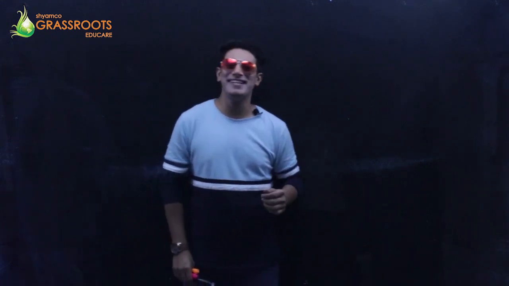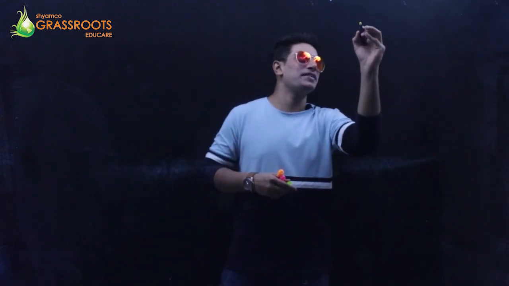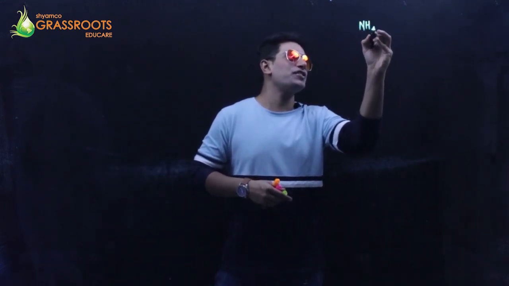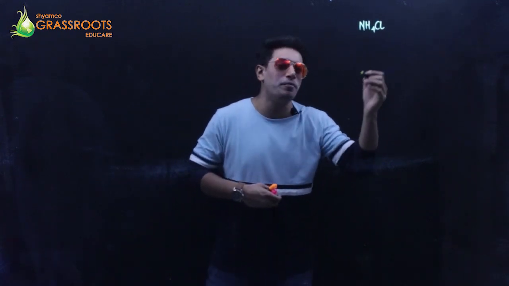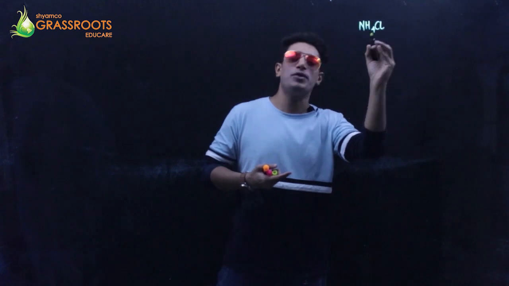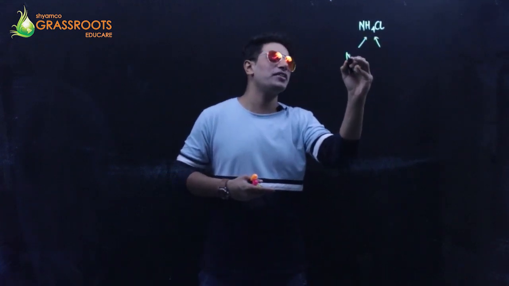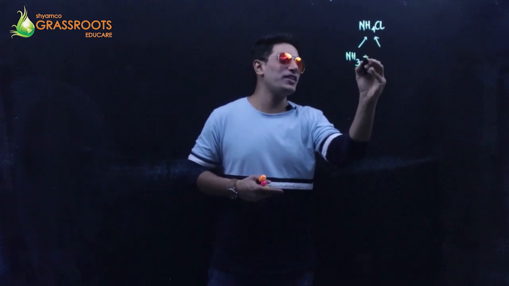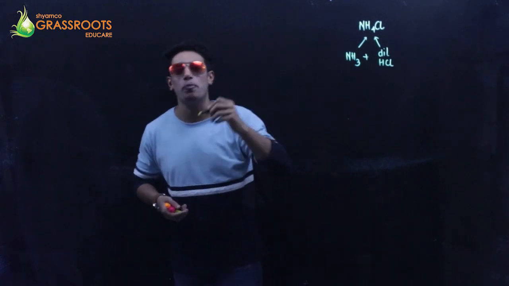Now the best part is that the chemical properties are already completed except for one. We have studied NH4Cl, that is, dense white fumes of ammonium chloride are formed. Now when will they be formed? When you react ammonia with dilute HCl. So isn't this one of the properties?